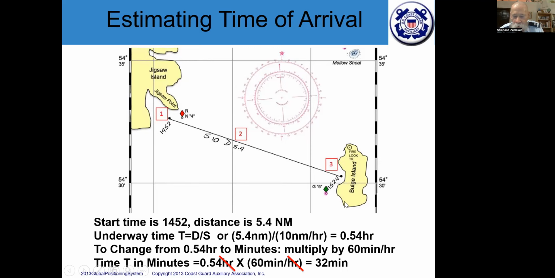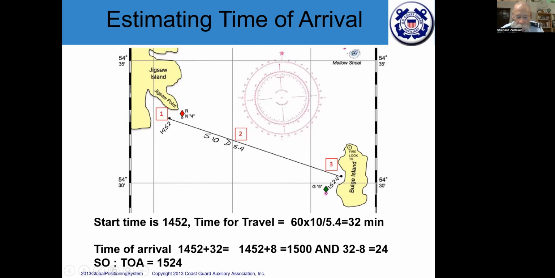It takes 32 minutes at 10 knots to get over here at 0.3. So, time of arrival: 14:52 is when we leave, and 32 minutes is how long it takes us to get there. Oops, wait a minute. There's only 60 minutes in an hour.